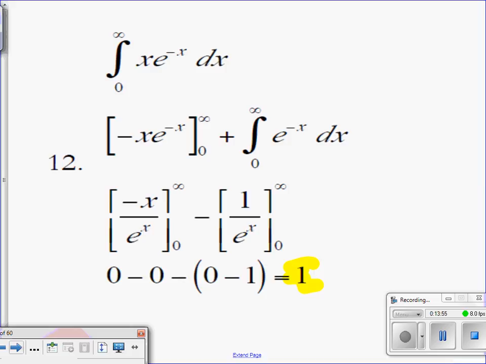Number 12. Okay, we can go over 12. Anyone get one? A couple people got one? One person. Okay, we got a few kids. We'll go over number 12.